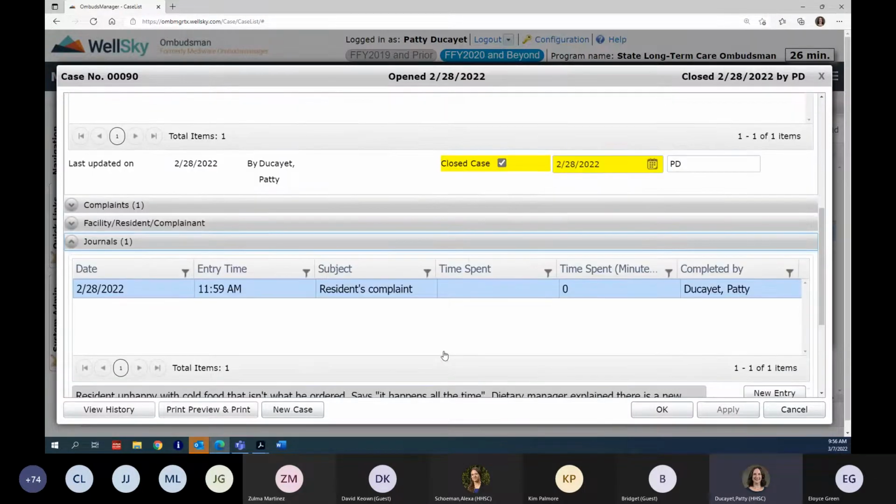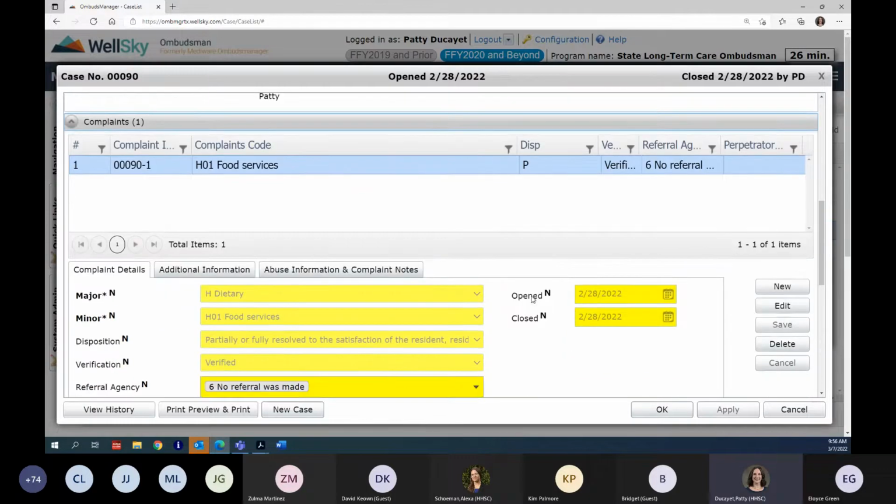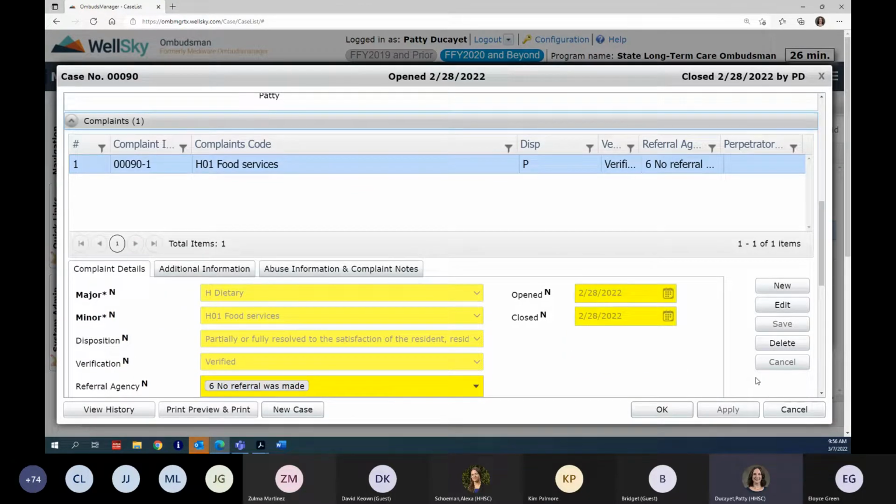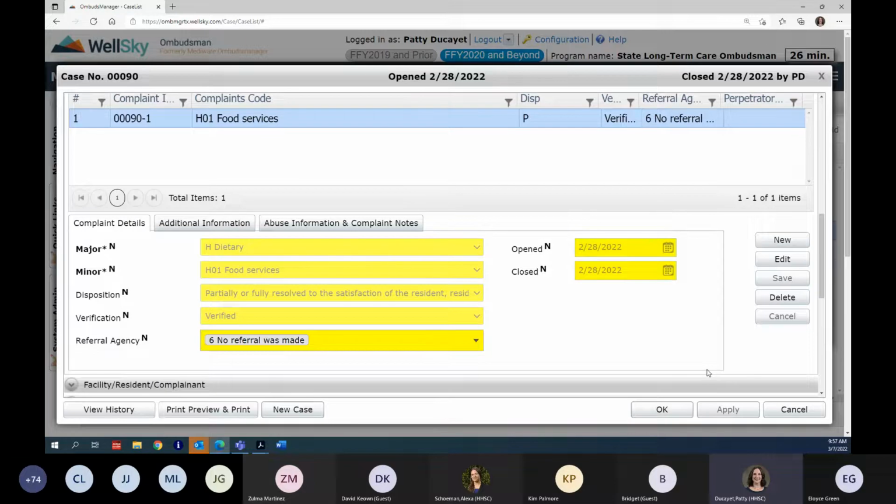So last thing, I'll peek right back up to our complaints. I just wanted to show you here. This is the screen for your complaint entry, of course, and I selected one complaint code here to represent food services, which is the accurate complaint code under the circumstances of cold food being delivered. And you can see that I've chosen to open and close this on the same day. I've said it is partially or fully resolved to the satisfaction of the resident, and I've said it's verified. You have to have these elements. You have to have a disposition and a verification in order to close a record.